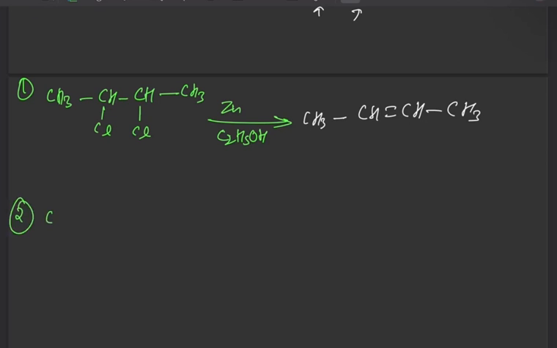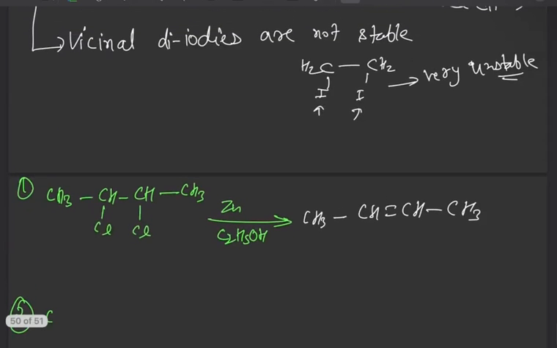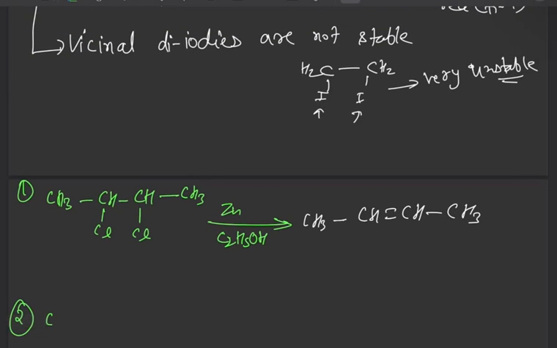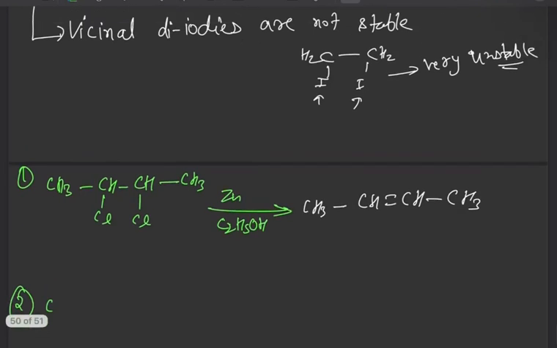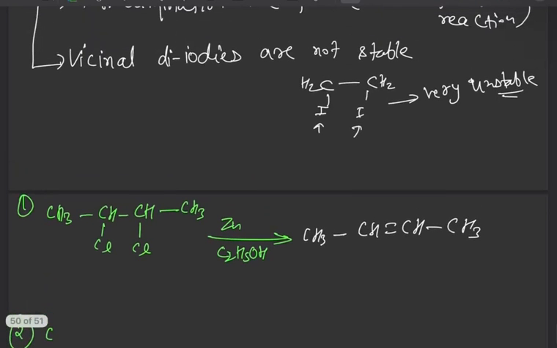Now, next example. Scroll up for a second, please. Yeah, that's also fine. Thank you. So I've written here, this vicinal means what? Adjacent carbons should have halogens. This will be the case of vicinal. Vicinal and geminal we have already read last class. If you remember, last class we did these vicinal and geminal cases.